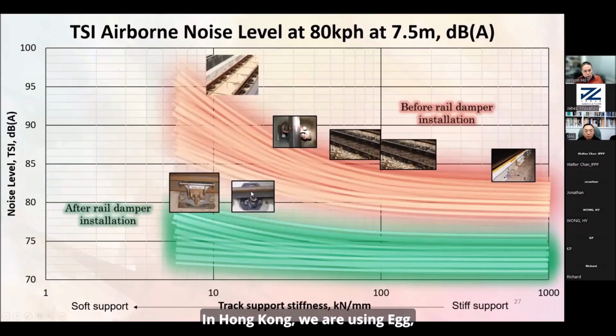In Hong Kong, they are using this egg or the ATP egg or the Sydney egg. They are around this level, so the reduction would be around 10 to 12 dB.